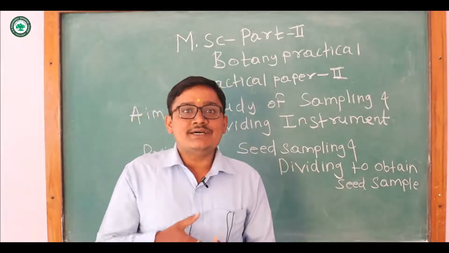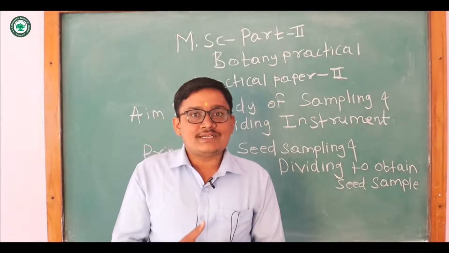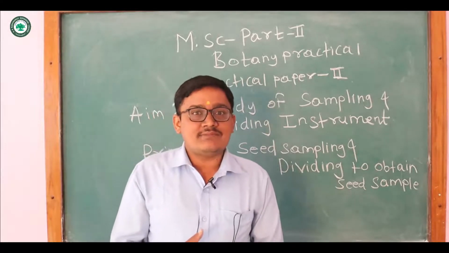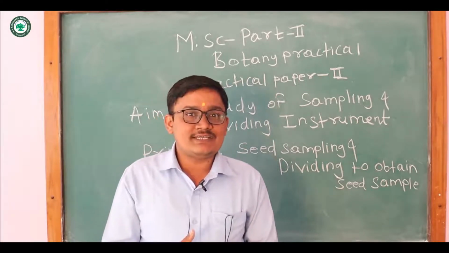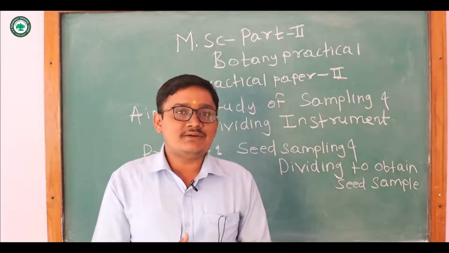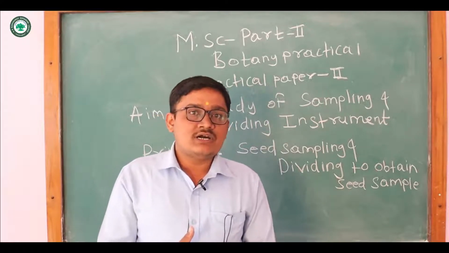Sampling is done for different purposes. There are generally five types of sample. First, the primary sample. The primary sample is nothing but the selection of seed from the seed lot. That is known as a primary sample. A primary sample can be taken by the farmer or the grower.